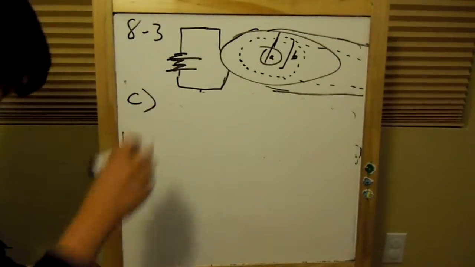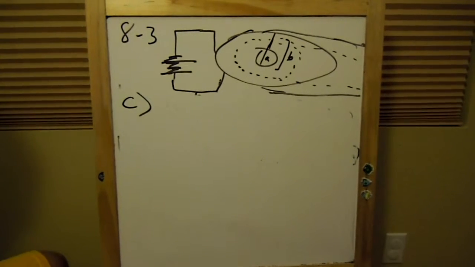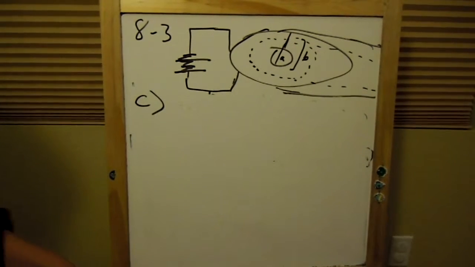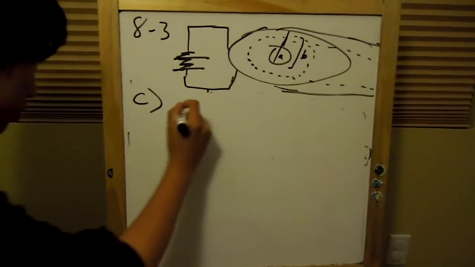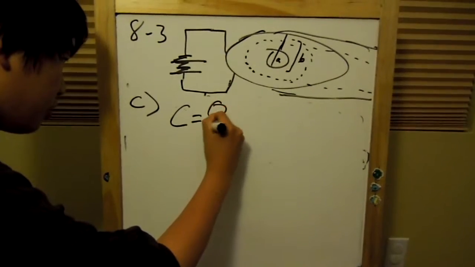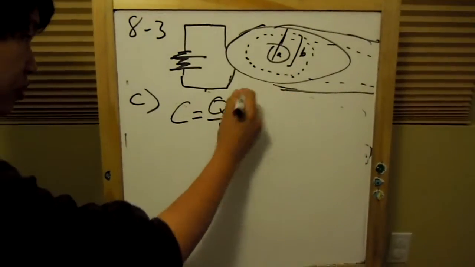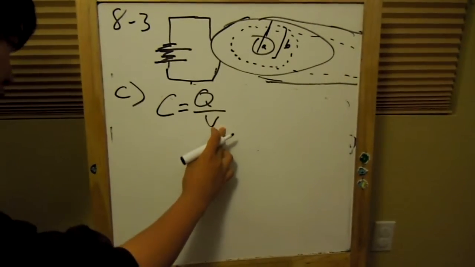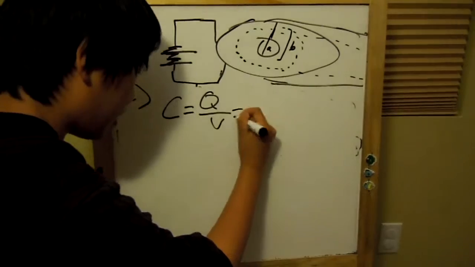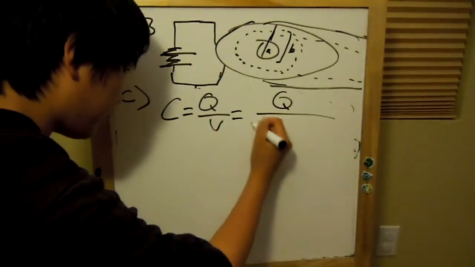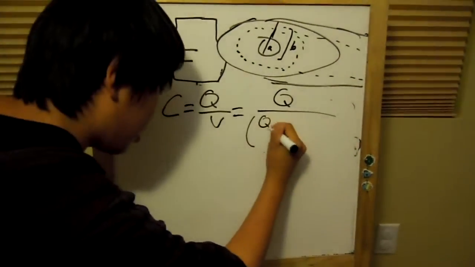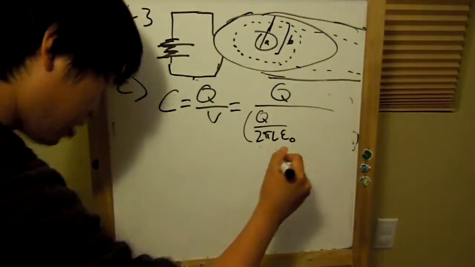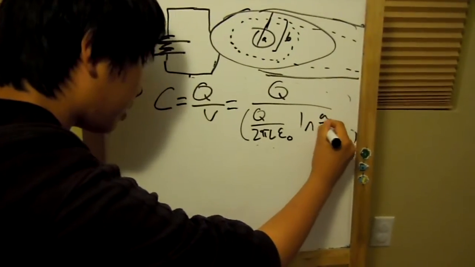Finally, for part C, determine the capacitance of the capacitor. The way we approach this is we use the definition for capacitance, which is Q over V. Given Q, that's just Q. And now we just have to substitute the V we found in part B. So we're going to get Q over, remember this is the V from part B, Q over 2 pi L epsilon naught ln of A over B.